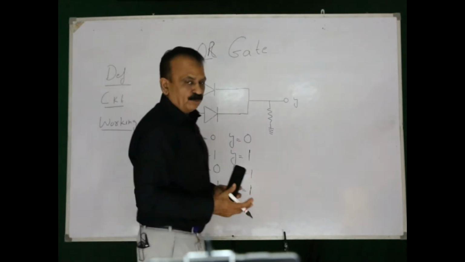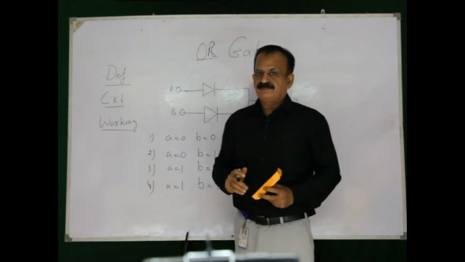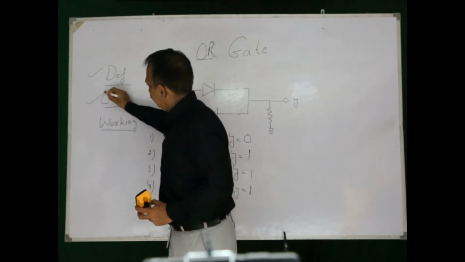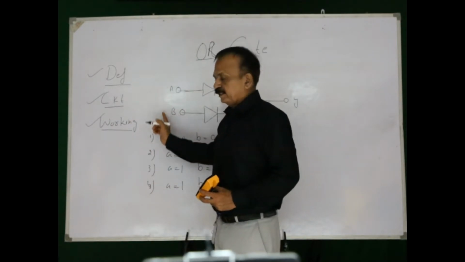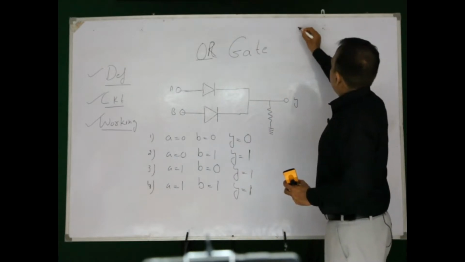Now these are the 4 possible combinations with 2 inputs A and B. First we saw the definition, the second part is the circuit, the third part is the working according to the different values of A and B. The next one is the truth table.